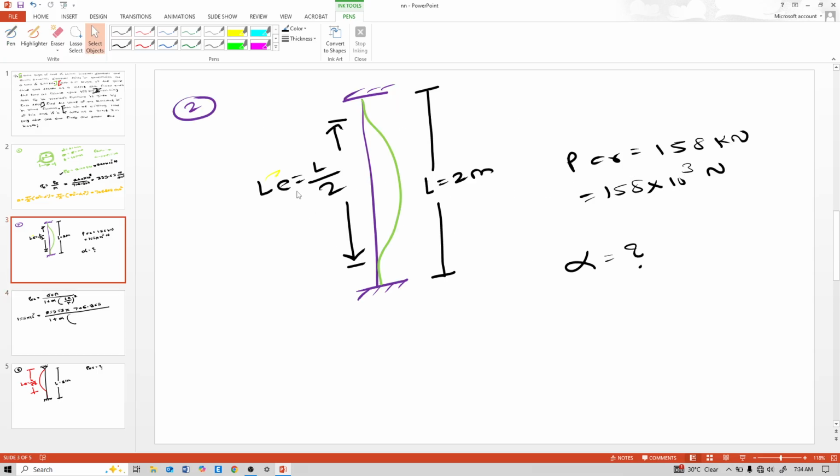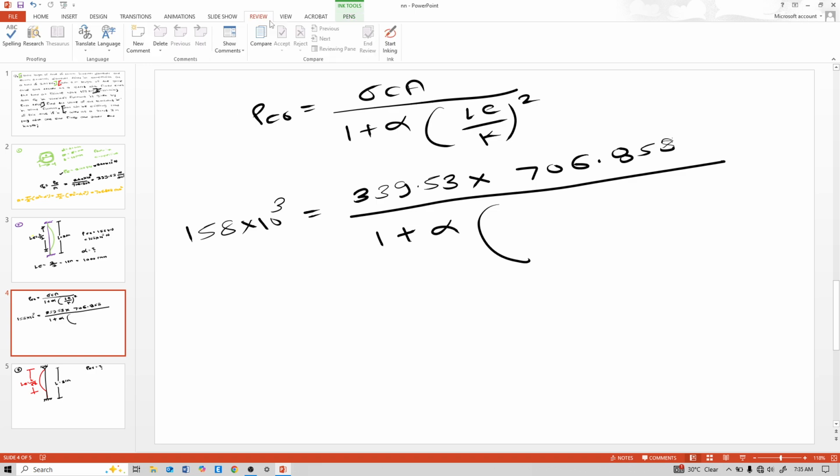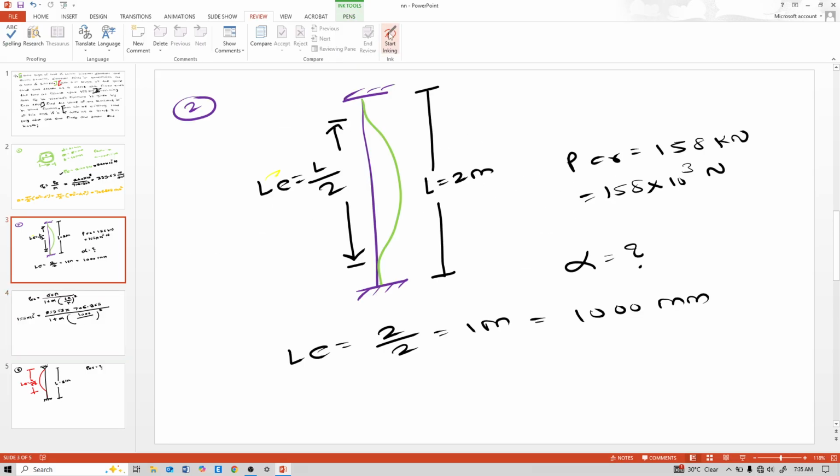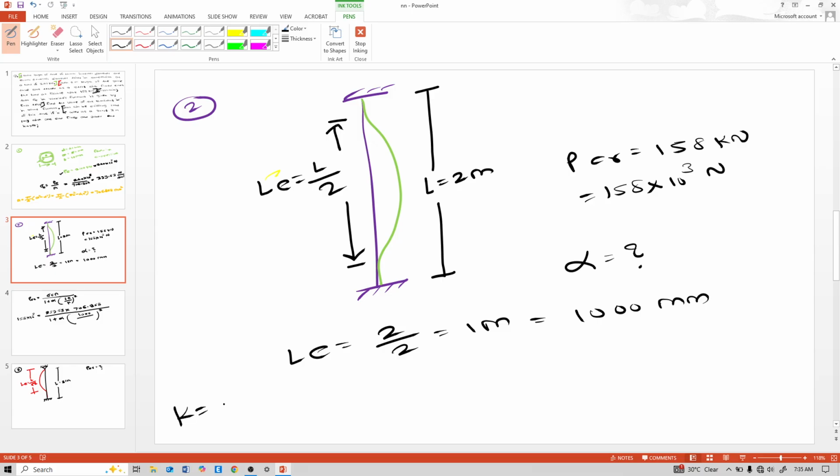See, LE, what is LE? LE is equal to L by 2. That means LE is equal to 2 by 2, that means 1 meter. That means in mm it is 1000 mm. LE is 1000. Now K. How to find K? K is equal to under root of I by A.